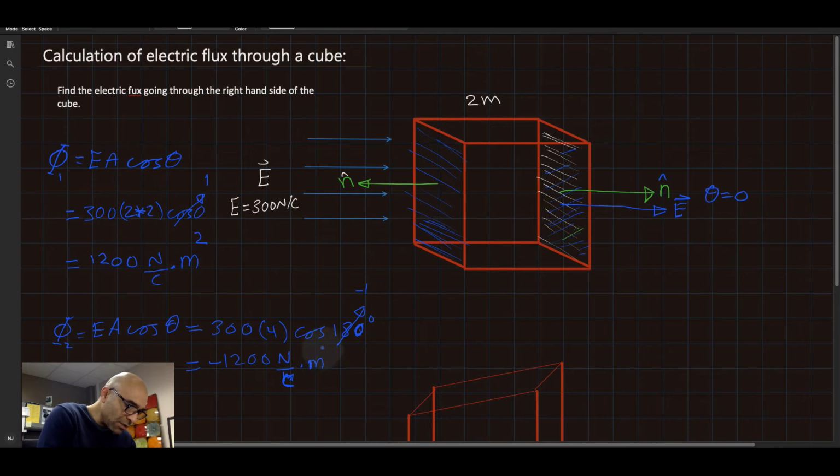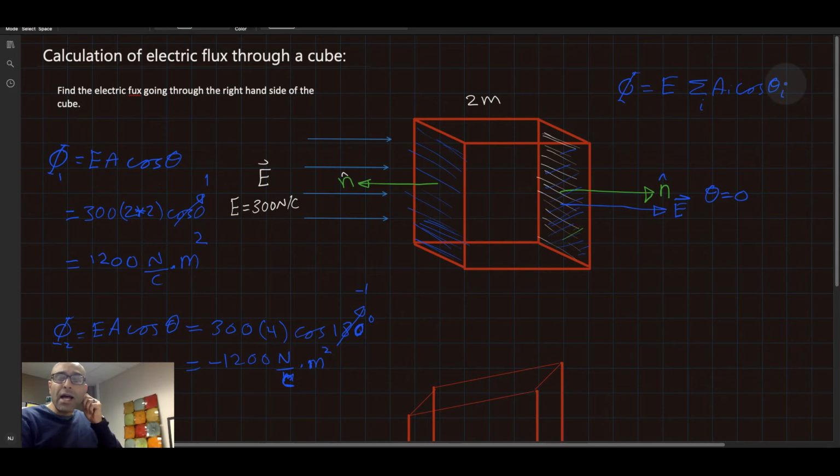times meters squared. All right, now what if I asked you to find the net flux that is going through the whole cube, the net flux? How many surfaces do we have for a cube? We have 6 surfaces. So according to the flux equation, the flux in general for any closed surface is equal to the summation over i of E A_i times cosine theta_i.